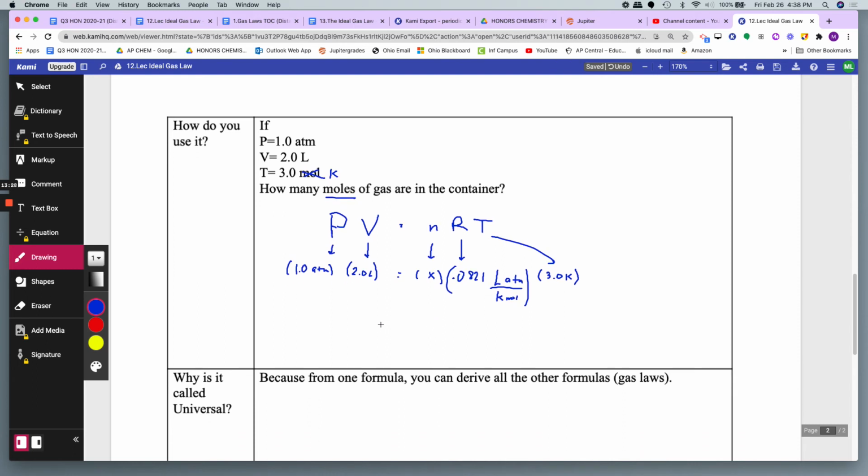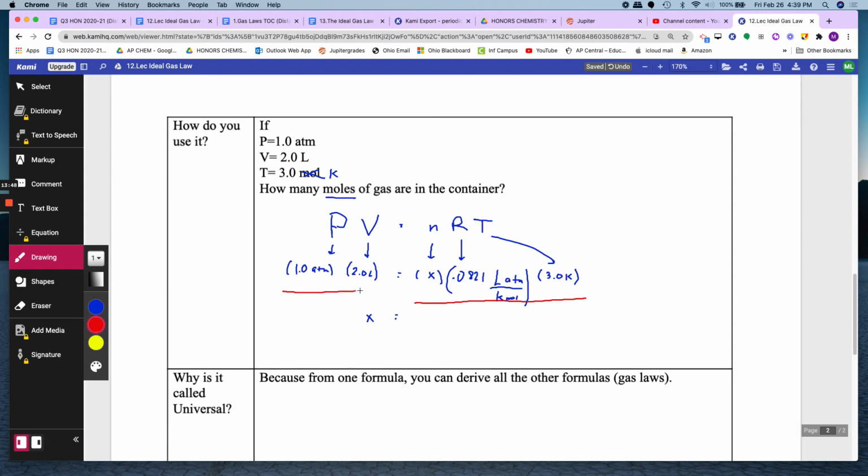Okay, so how many moles is that? Which is really powerful, right? If you have these conditions, how many moles are in the container? So plug that in the calculator. You're going to divide both sides by 0.0821 and 3. So it'll be, divide both sides by these two. Okay, let me just do that now.